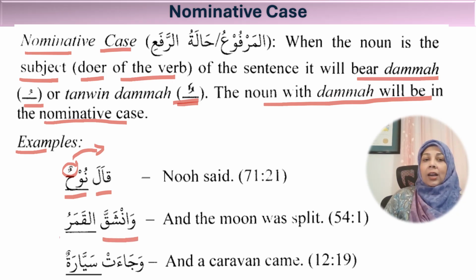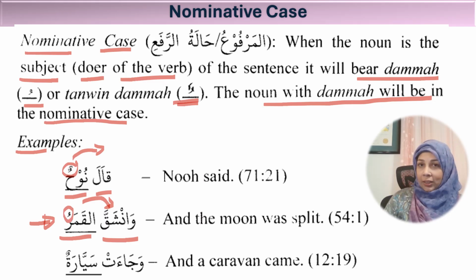Let's take another example. Inshaqqa al-qamaru. So here the verb is inshaqqa, which means it was split. And what was split? Al-qamaru, which is the subject of this verb. And we observe here that it ends with a single dhamma. So again, we see that the subject of the verb ends with a dhamma, and we say it is in the nominative case. It is marfu'un.